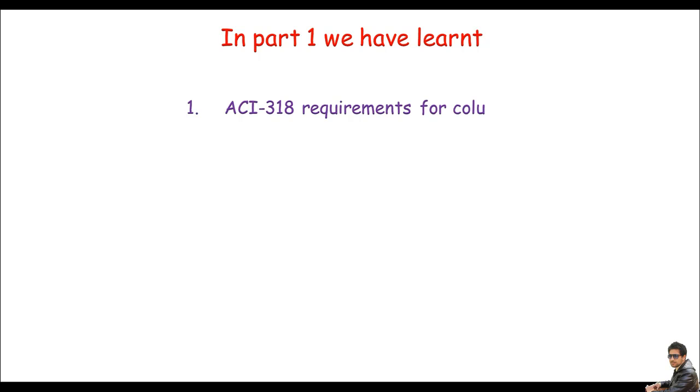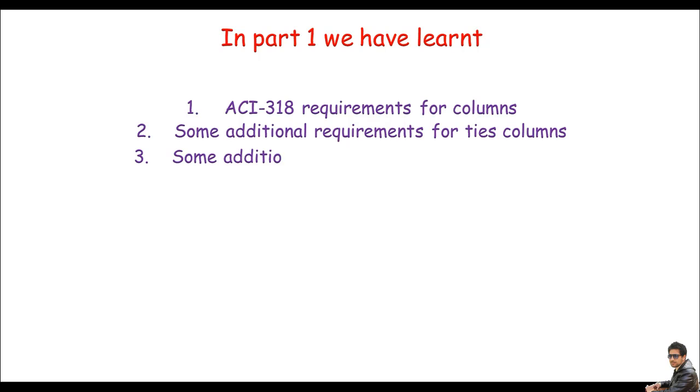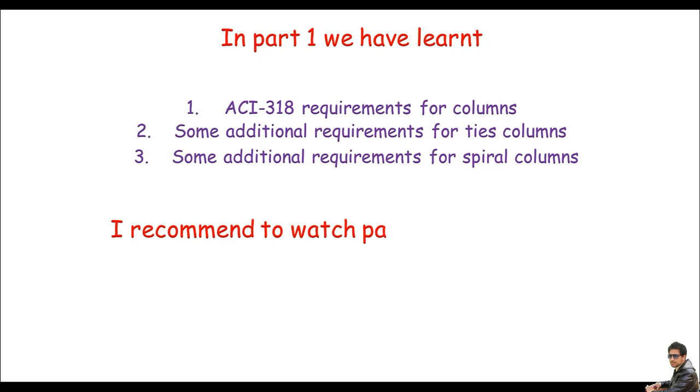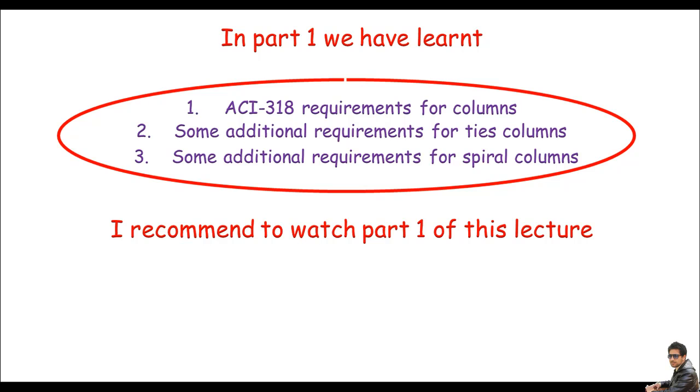In part 1 of this lecture, or in the last lecture, we have learned some different ACI 318 requirements for column design. And of course, we learned some additional requirements just for tie columns. Also, we learned some additional requirements for spiral columns. I just recommend you to watch part 1 of this lecture to know better about all these requirements, right? Because these requirements just help us in the design of columns.